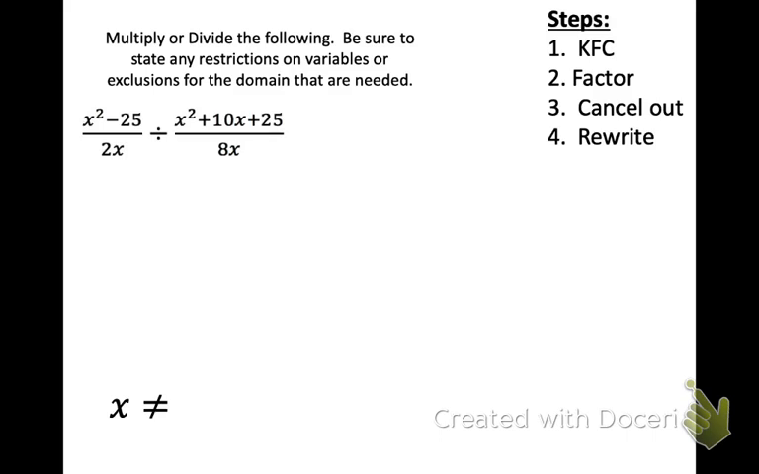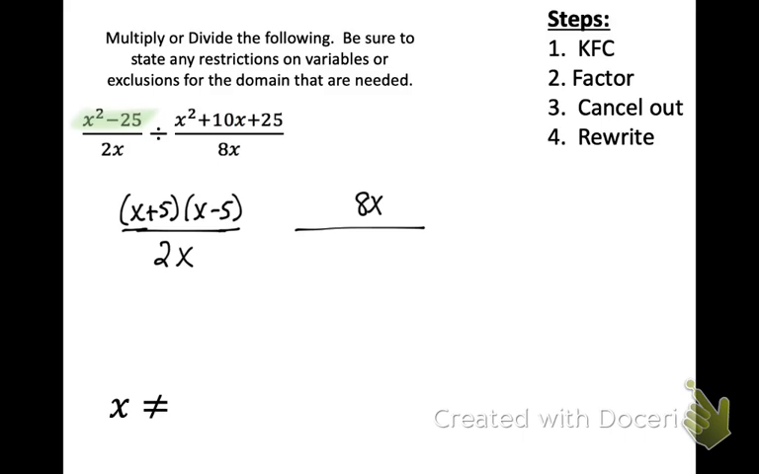Same idea on this problem. You're going to keep, flip, change. So keep the first one, flip the second one, and change to multiply. So keeping the first one, I'm going to go ahead and factor while I'm keeping. This is a difference of squares because 25 is a perfect square. So it's going to be x plus 5, x minus 5. So keep, flip, we're going to have 8x on the top.